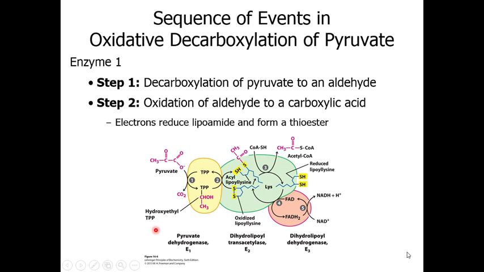In step 2, the transfer of 2 electrons and the acetyl group from TPP to the oxidized form of the lipoyl group of the core enzyme dihydrolipoyl transacetylase happens. And this results in the formation of acetyl thioester of the reduced lipoyl group, as shown here.